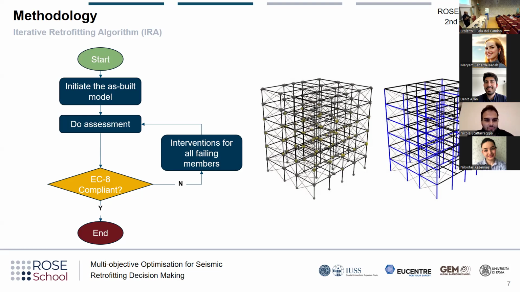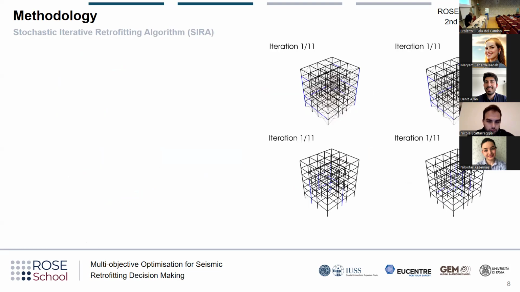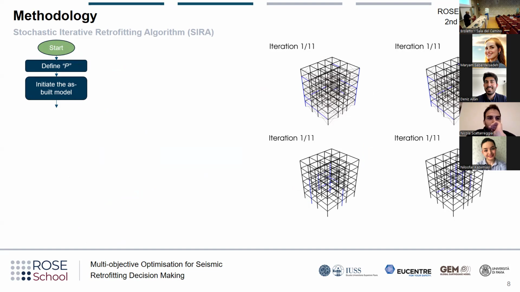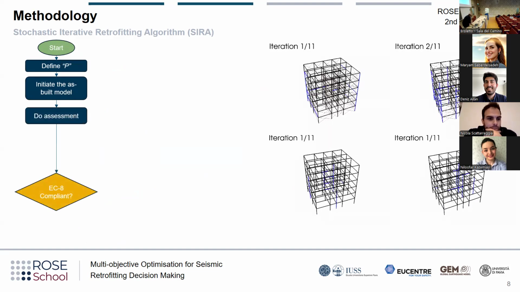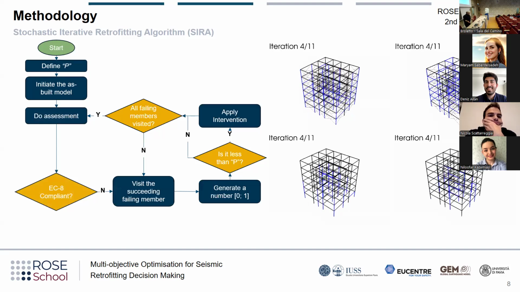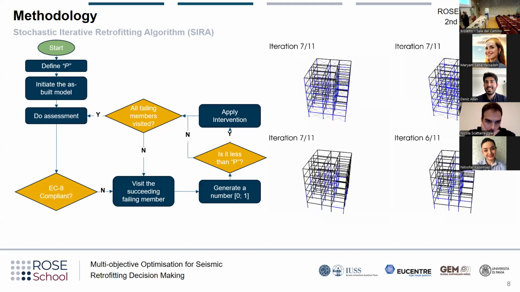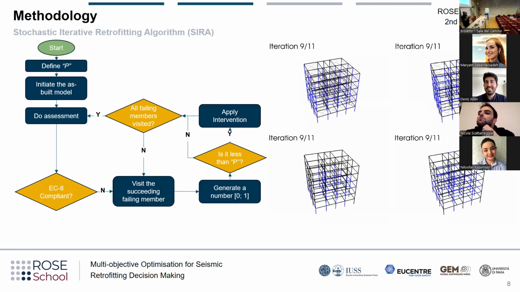If you want to generalize and scale this problem, we cannot deal with this epistemic uncertainty in an algorithmic way. So what we are proposing is called the stochastic iterative retrofitting algorithm. We are transforming the epistemic uncertainty into aleatoric uncertainty by defining a p-value, which is the probability of intervening on a failing member. And we do the assessment, and again we check the building. We visit every failing member, and we generate a number between 0 and 1.